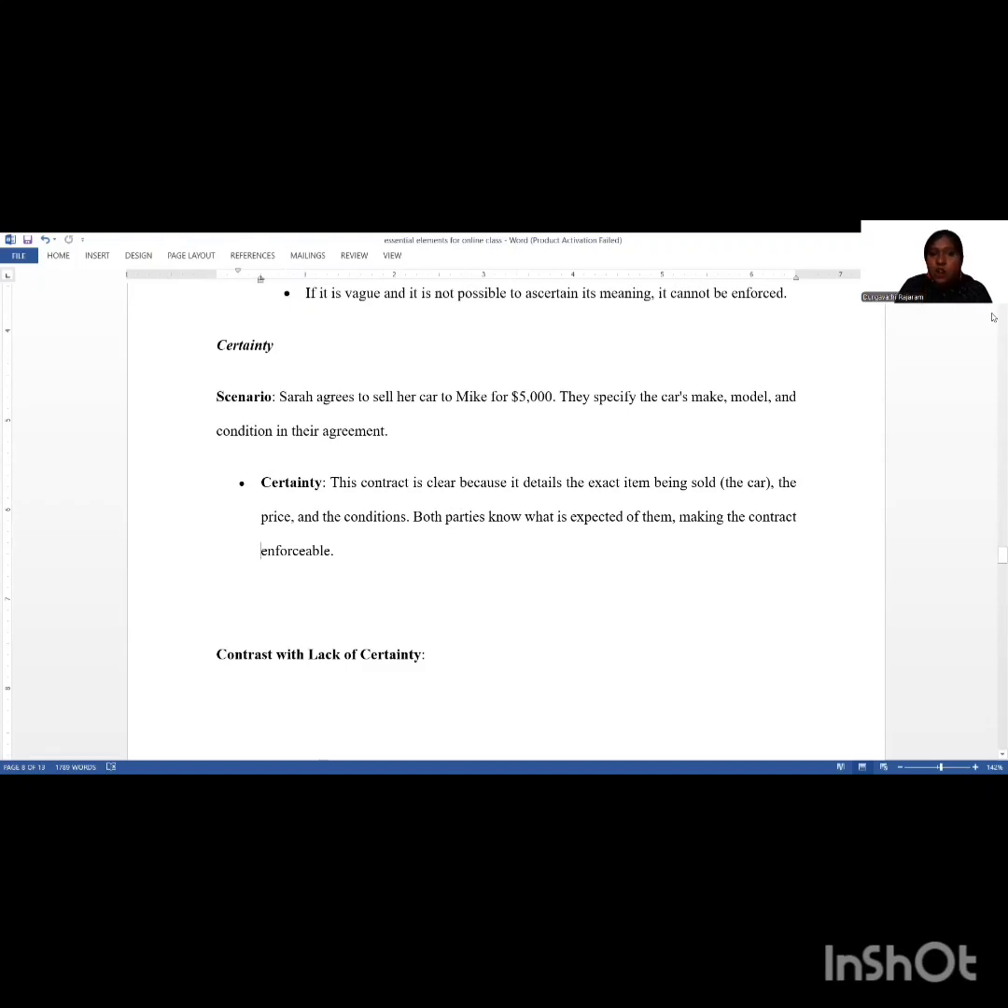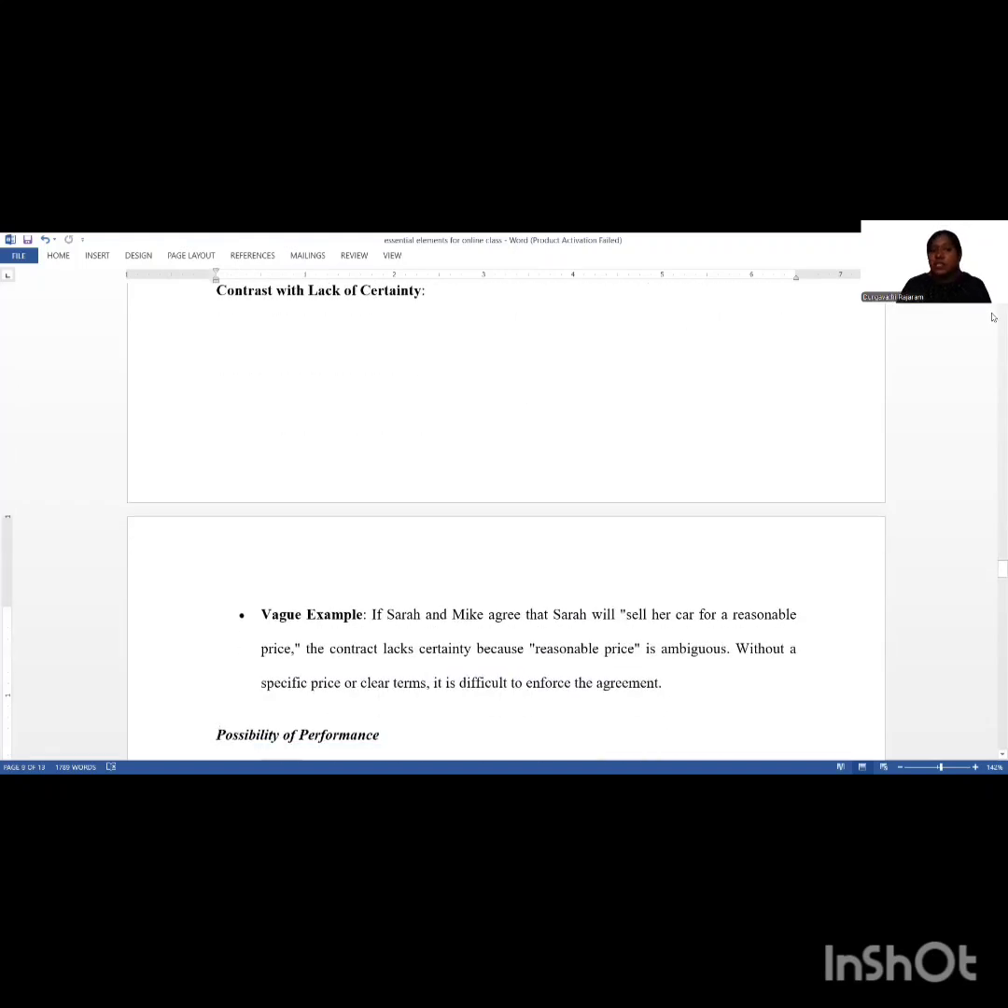The next one, contracts with lack of certainty. Sarah is telling Mike that she is going to sell her car, but there is no reasonable price. So without a specific price or clear terms, it is difficult to enforce the agreement.